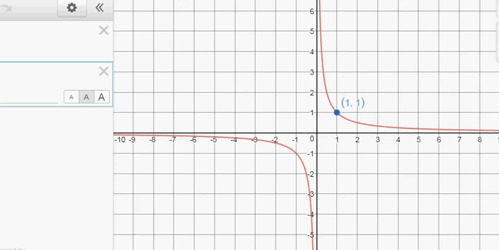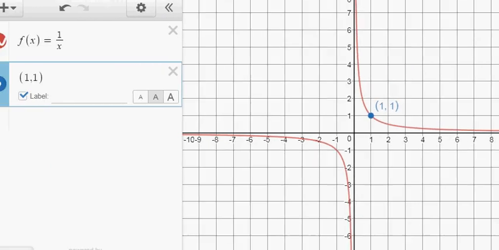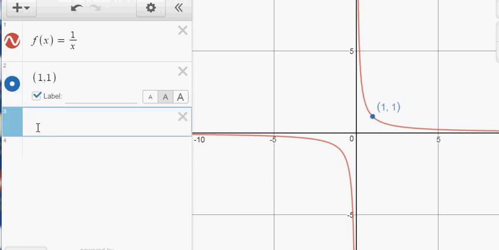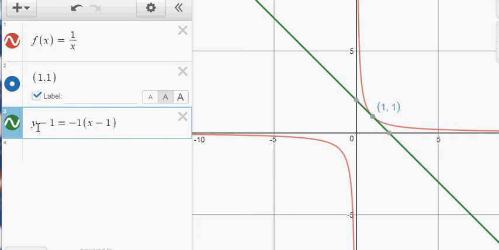We are asked to also confirm by graphing the tangent line. So I'm going to go ahead and pull up Desmos here. Let me squish this over a little bit so you can see. So here is our function. Here is the point (1, 1). Let's go ahead and graph that line: y minus 1 equals negative 1 times x minus 1. And there it is. And sure enough, that does look tangent.